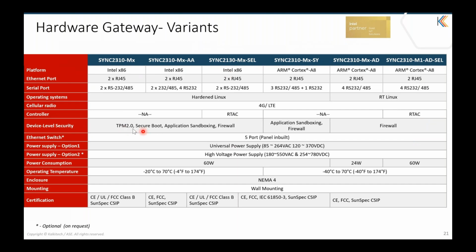And device level security: these three models have TPM. These are full-fledged secure devices. These first three boxes have the TPM, secure boot, applications and browsing firewall, etc. This particular one has applications and browsing firewall, and the last two have one firewall option. Depending upon the power supply available in the field, you can opt for the universal power supply, which can take 85 to 264 volt AC or 120 to 370 volt AC. Some sites may have more than 300 volt, so you can go to a high voltage power supply with 180 to 550 volt AC and 254 to 780 volt DC as well.